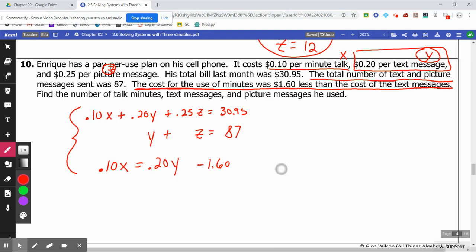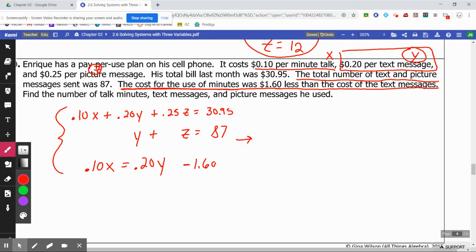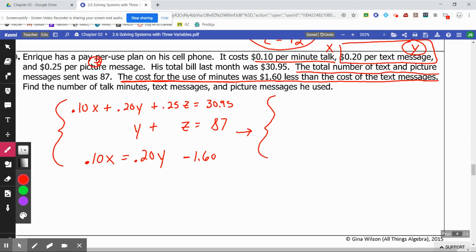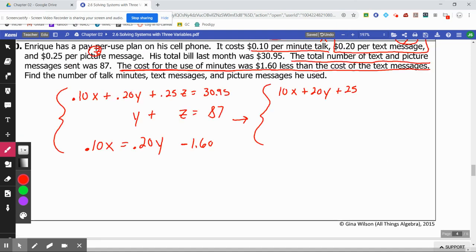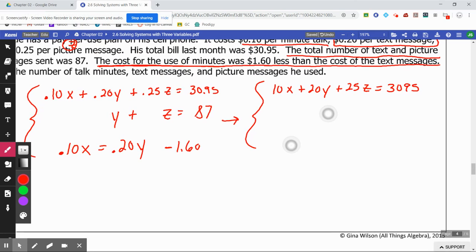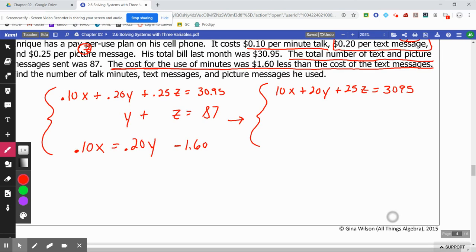And again, if you want to clean that up, here's one way of doing it. The first equation, I'd multiply everything by 100, and that would turn it into 10x plus 20y plus 25z is equal to 3,095. Just looks so much cleaner. And you could actually go through that and divide everything by 5. I see everything's a multiple of 5 there. We also know that y plus z, that was pretty clean already, is 87.